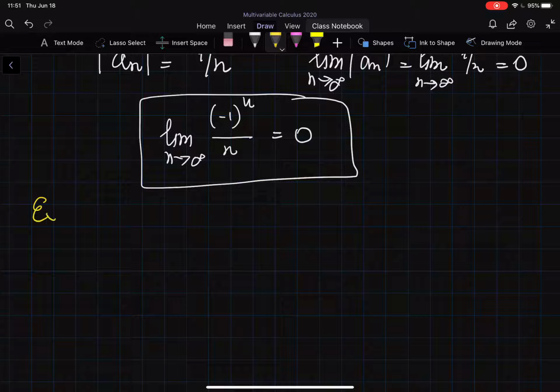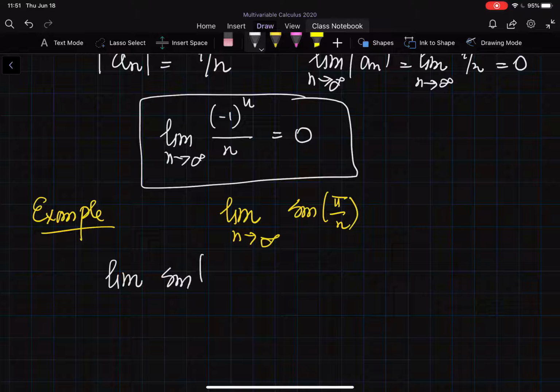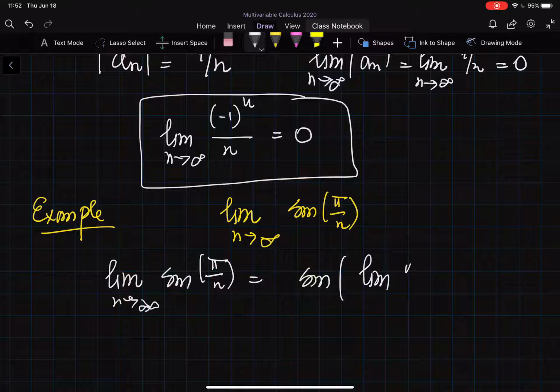There is one more example which tells us that the limits can go inside the function. There was a rule. Let's find the limit of sine of pi over n when n goes to infinity. Limits are so cool that they can even go inside the function, they can just penetrate through the functions. So you can write the limit of sine of pi over n as sine of the limit of pi over n when n goes to infinity.